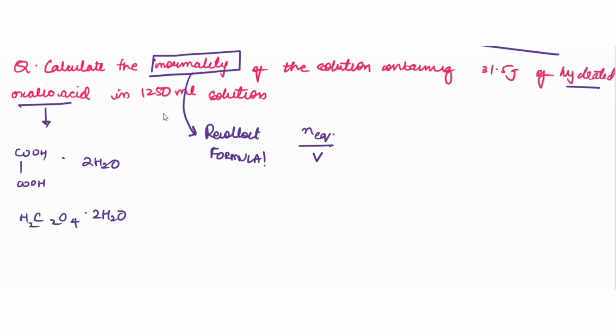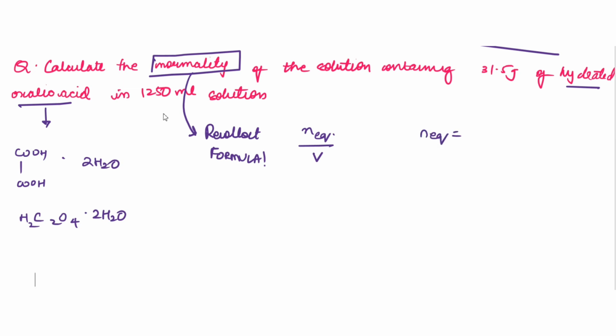That is what hydrated oxalic acid means. So what's the formula of oxalic acid? Oxalic acid is a simple acid containing 2 COOH groups, 2 carboxylic acid groups. So it's H2C2O4.2H2O. That's the chemical formula of hydrated oxalic acid.